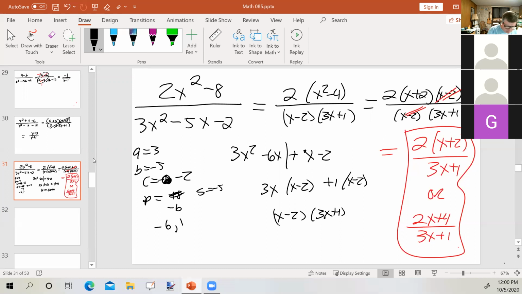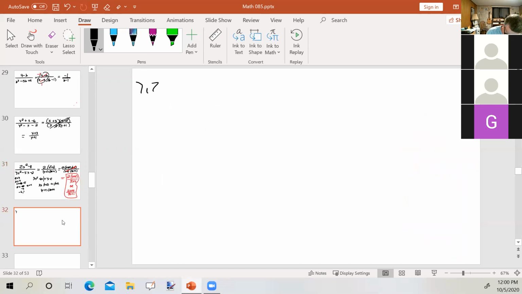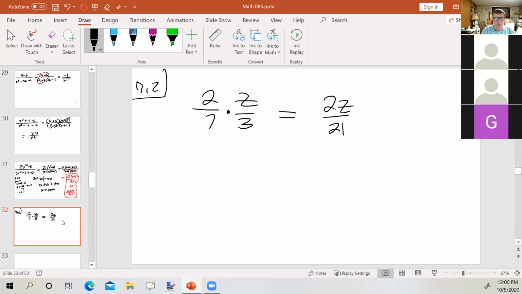We're going to go ahead and go on to section 7.2. Now we're going to multiply or divide polynomial fractions, or rational expressions as they're called. So let's say I've got 2 over 7 times z over 3. Well, to multiply fractions, you multiply straight across, unless you can reduce something out ahead of time. In this case, there's nothing we can reduce out ahead of time, so we get 2z over 21.